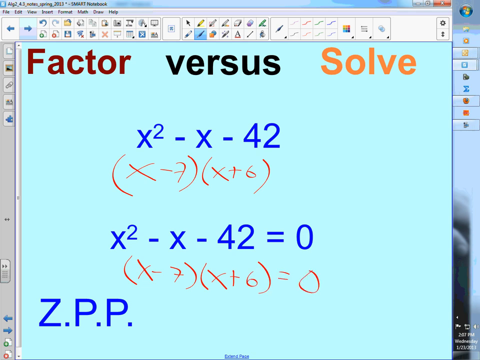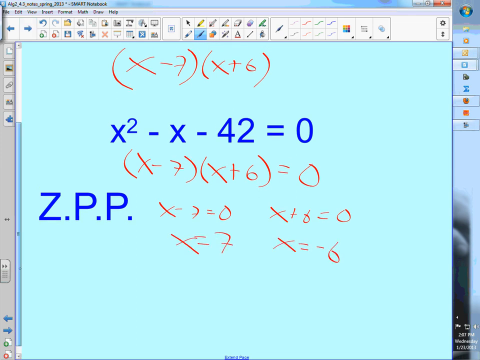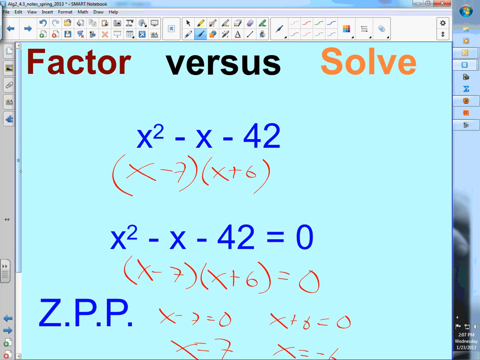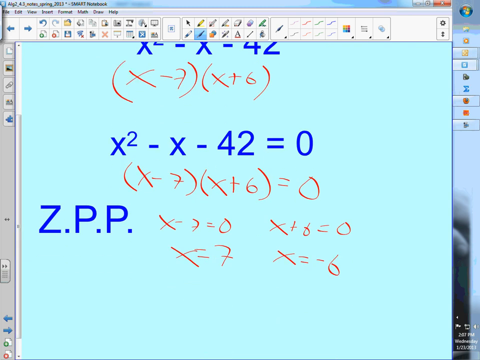What is ZPP? Zero product property. It's why we learn the zero product property. If you have something times something equals 0, then one of those things has to be a 0. So what is x equals? 7 or negative 6. Okay? Can't solve an expression. Can solve an equation. This is just an equation.